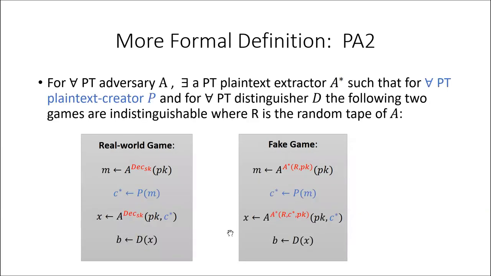In order to define PA2, we need to embed the possibility of eavesdropping into the definition. So here it's done by introducing an algorithm called plaintext creator P. This algorithm, given a query from A, randomly chooses a message, then encrypts it and gives the resulting ciphertext to the adversary. So this ciphertext might be the encryption of M, or it might depend on M, or somehow it can even be independent of the message.